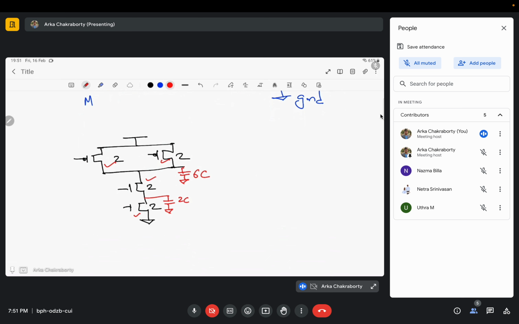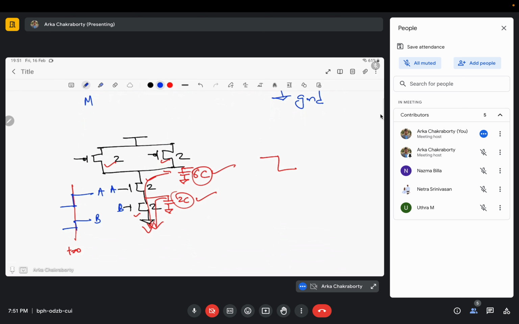Now propagation delay will consider that this 6c and this 2c all need to be discharged. While changing the output from VDD to ground, I need to discharge this 6c also, this 2c also, through this path. This is my propagation delay. Initially, at t equals 0, my output was low, and then it has become high. This is A, this is B.